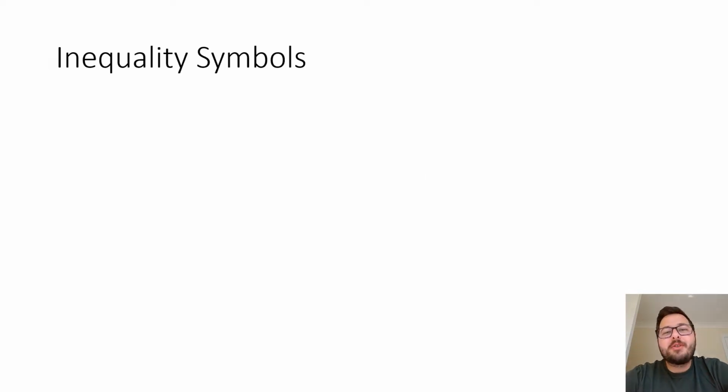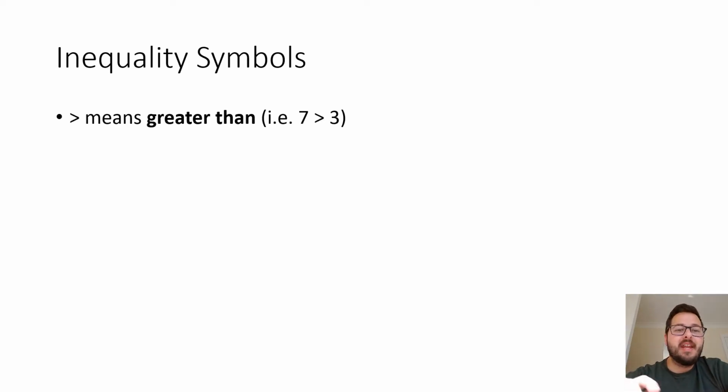Okay, so first of all we're just going to look at the 4 inequality symbols that you'll need to know for GCSE. So the first one is the greater than symbol. This is the symbol here and it means greater than. So for example, 7 is greater than 3.